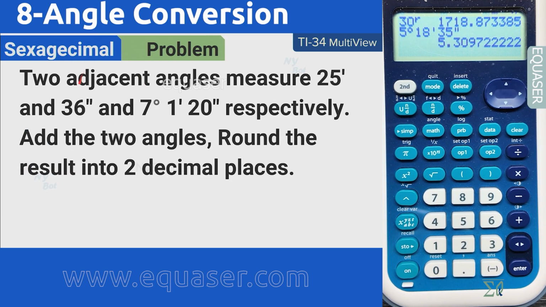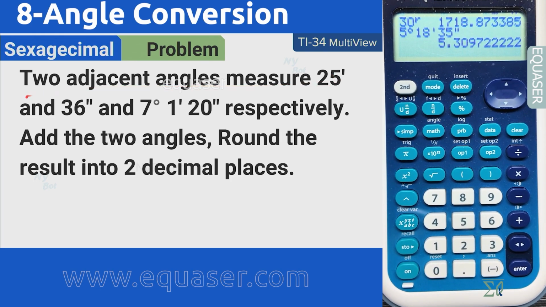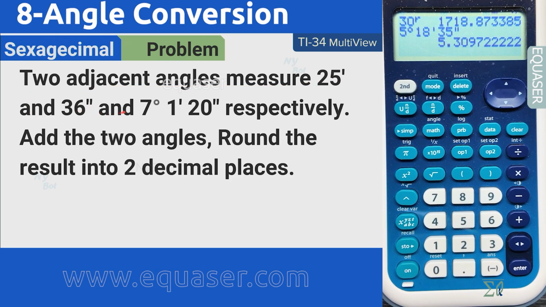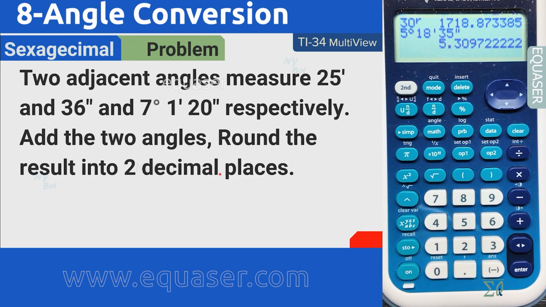Now let's solve this problem. Two adjacent angles measure 25 minutes and 36 seconds, and this is one angle, and the second one is 7 degrees, 11 minutes and 20 seconds, respectively. Add the two angles, rounding the result to two decimal places.